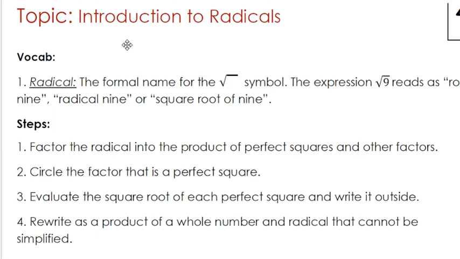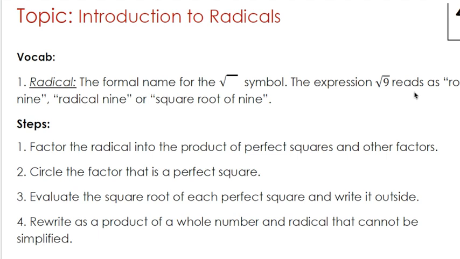Hello everyone. Today we will look into simplifying radicals. The formal name for the square root symbol is called the radical. The expression square root of 9 reads as root 9, radical 9, or square root of 9.